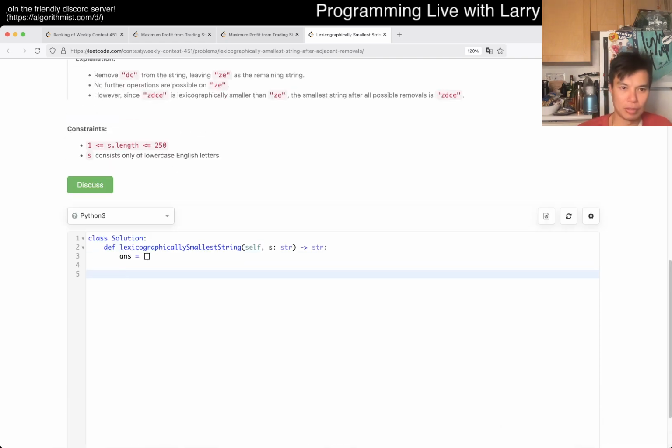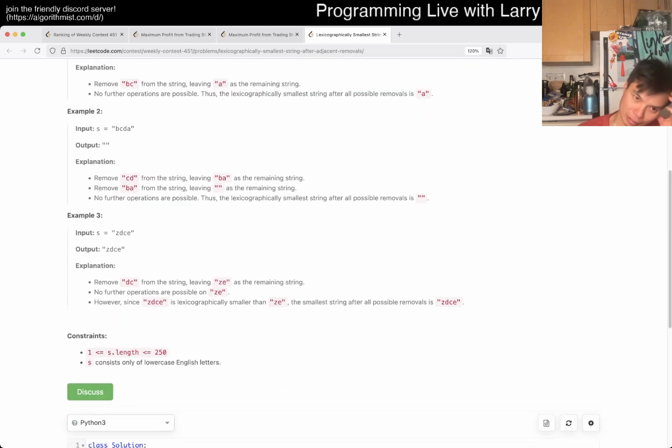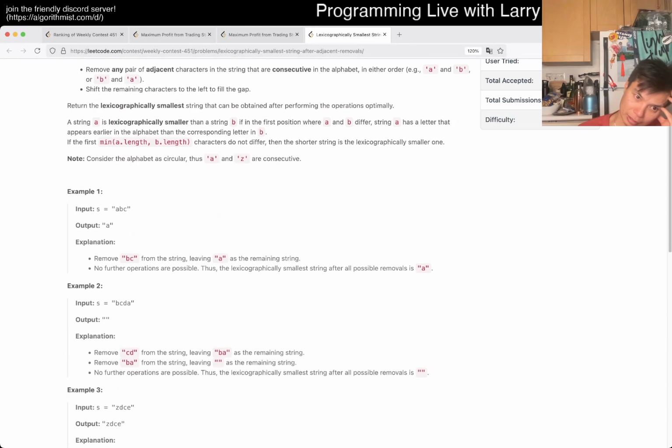How do you do it? How do you check whether you can have an A at the beginning? You remove, but then is it just that you keep the A? No.